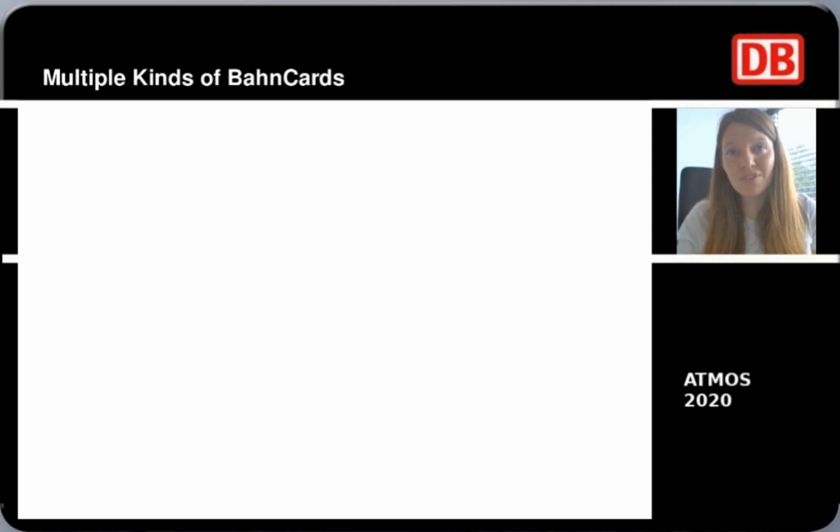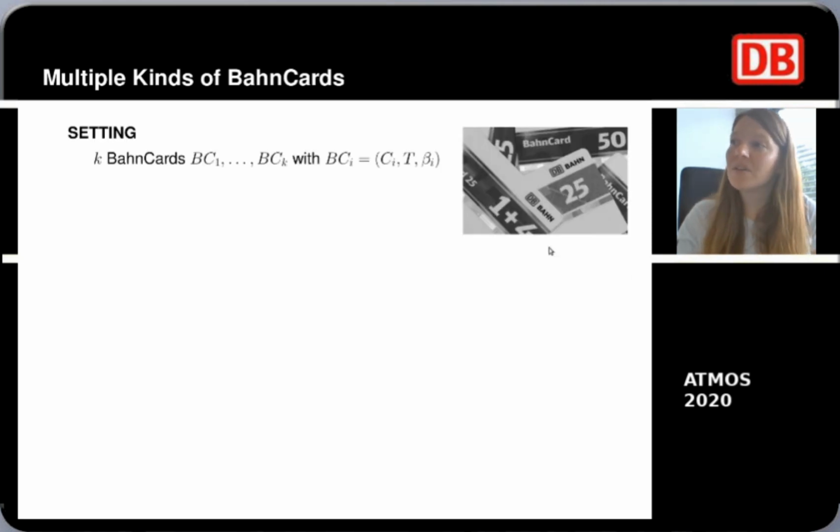So from now on we will consider k BahnCards instead of one, and each BahnCard has its own purchase cost and also its own price reduction factor. What we will assume for the ease of exposition though is that they all have the same validity time period t. So we see that this is in line with the example BahnCards from Germany I just showed you in the last slide. They are all valid for a full year, but I will come back to this issue towards the end of the talk.